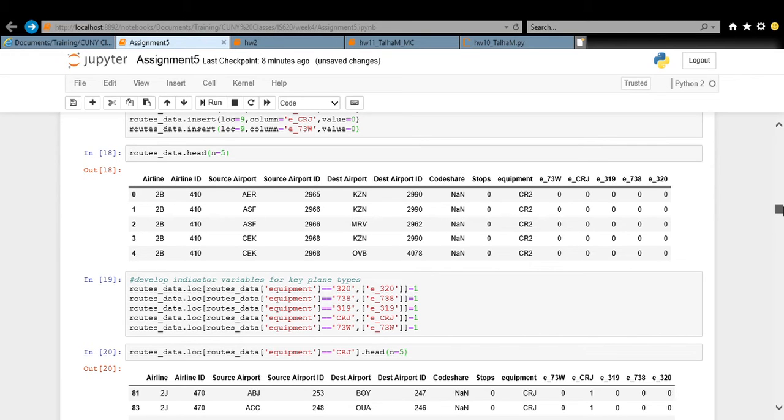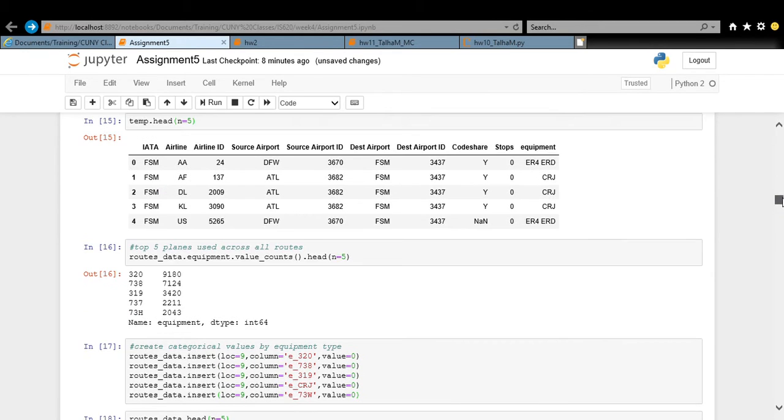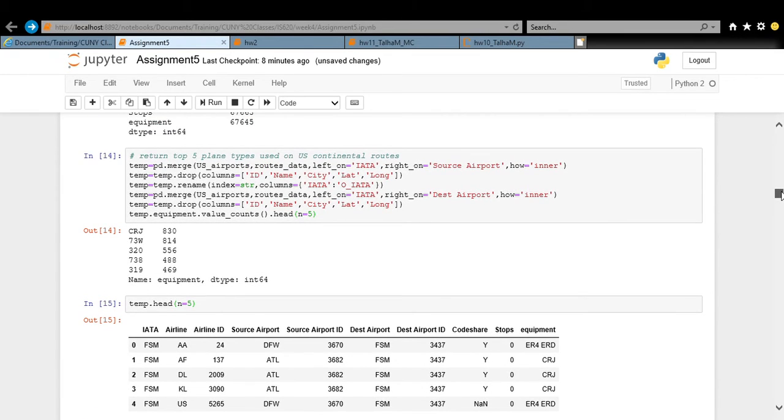is the type of plane, the type of equipment, and the way I decided on which equipments to focus on was to identify the total number of the maximum types of planes that were being used as total. So here, as you can see, the CRJ has the highest utilization and the highest number of flights, and the lowest number of flights is the 319.